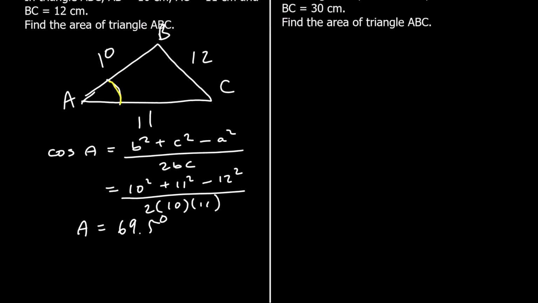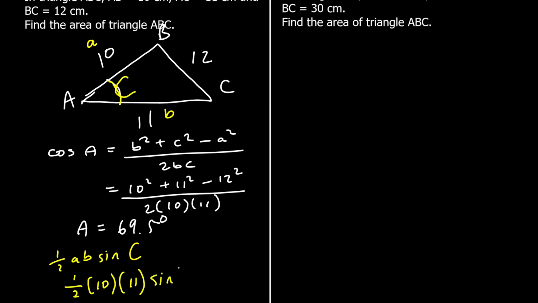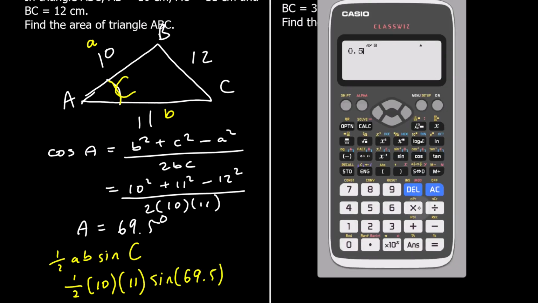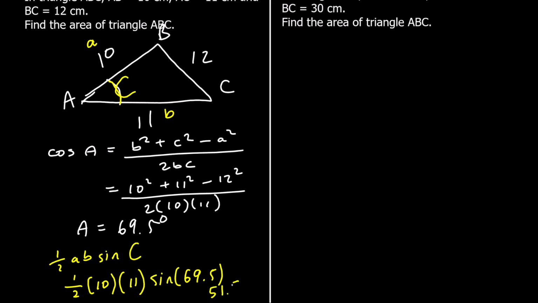Now we can use the area of a triangle. So the area is half ab sine C. And we're going to have to relabel it. So this is big C. The two next to it are A and B. So it's half times 10 times 11 times sine 69.5. And we get 51.5 centimeters squared. And that is the area.